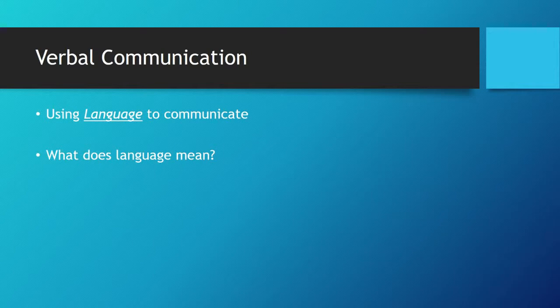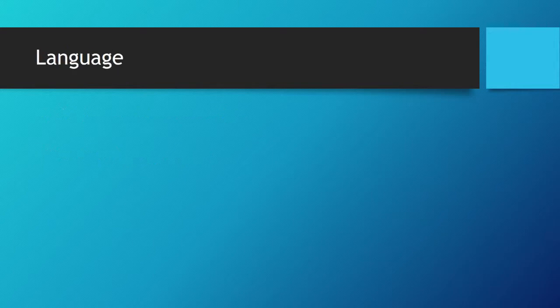Obviously language is a pretty big part of it, so we need to look at what language means. If you put a bunch of different experts in language and linguistics in the same room at the same time, you're going to get a bunch of different answers to the question of what language means. So we're going to at least try to skim the surface today. Let's look at language.